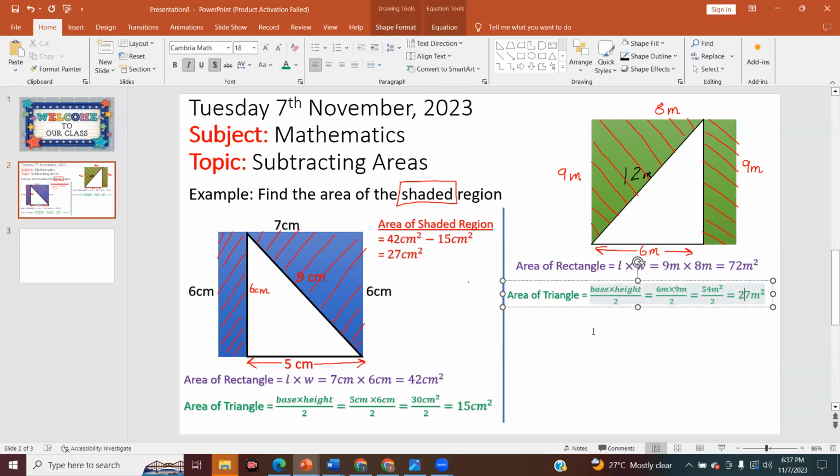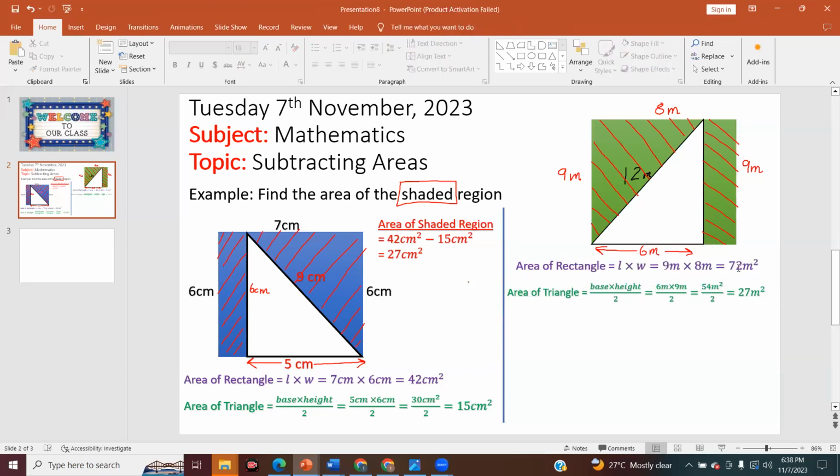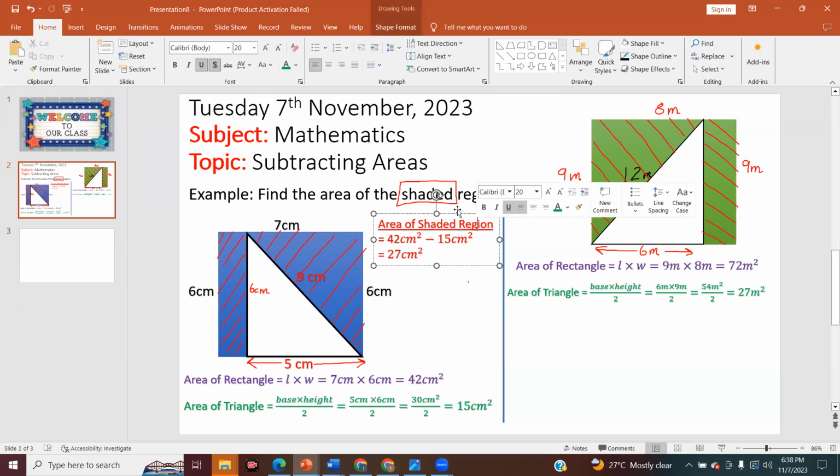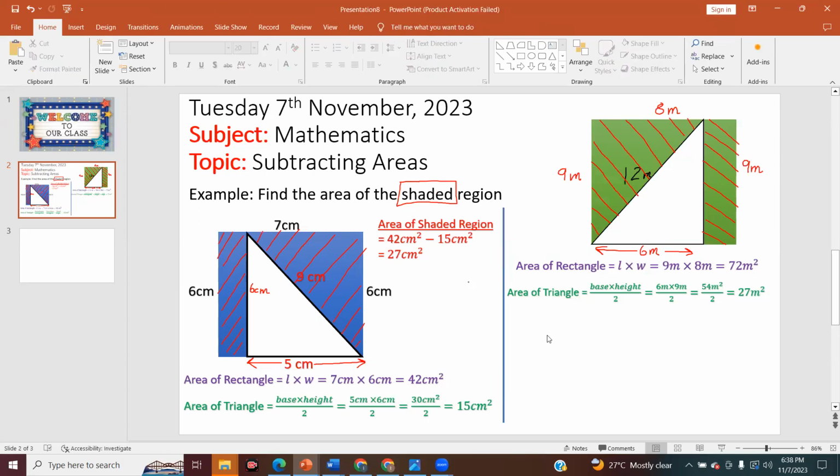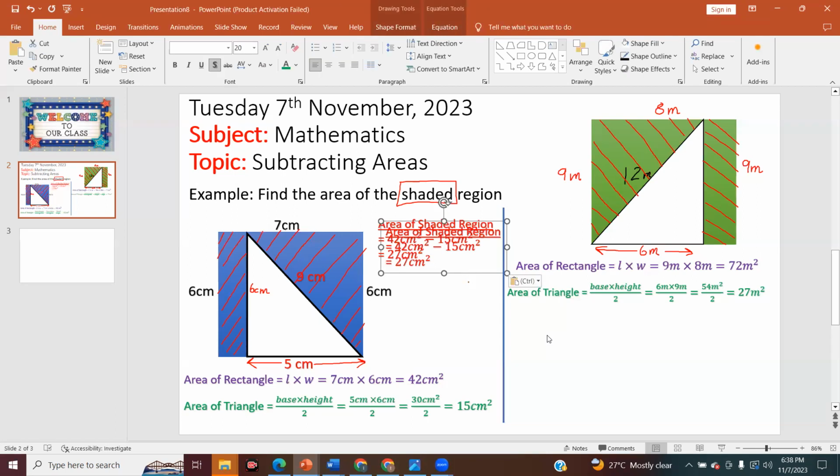Nathan, are you there? We have the area of the rectangle. We have the area of the triangle. How are we going to find the area of the shaded region, Nathan? What are we going to do? Take away 72 from 27. You mean 27 from 72? Yes, sir.